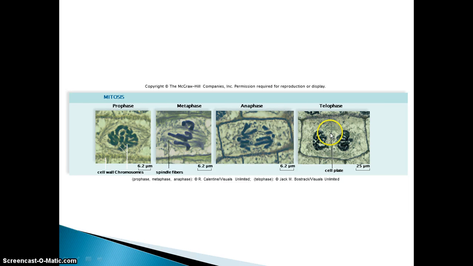Also, the difference here is instead of a cleavage furrow, they form a cell plate. So the Golgi apparatus makes up all these little vesicles, sends the vesicles to the center, and they form the cell plate, which is the beginning of a new cell wall.